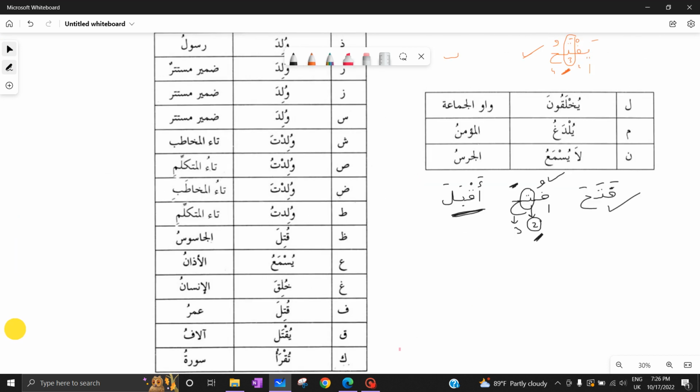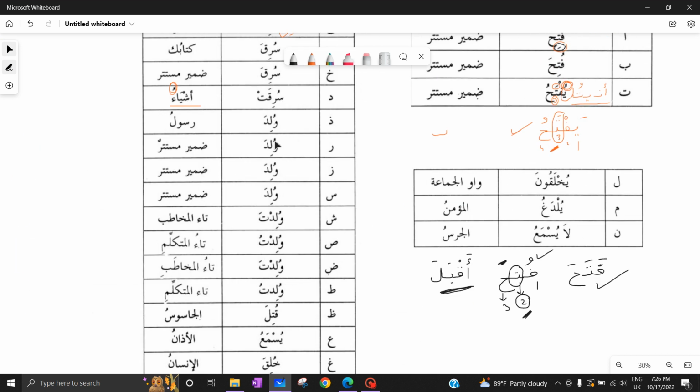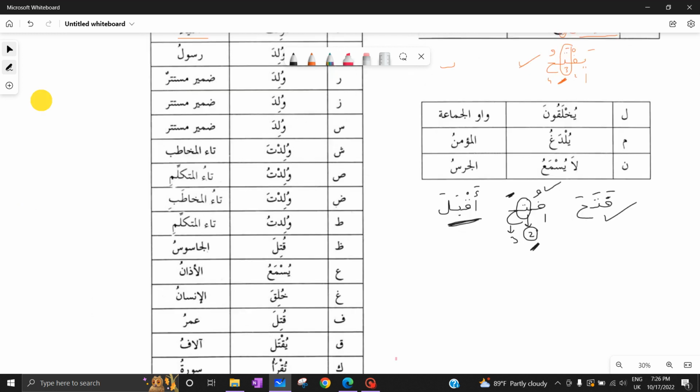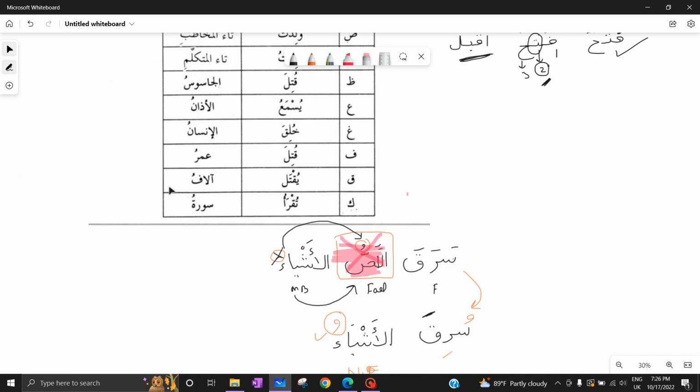Okay, this is how majhul sentences are made. So in this case, suriqat. Why has suriqat been taken? Sorry, I have not put a ta ta'nith over here. Why? Because ashya' is ghair aqil plural, and you know for ghair aqil plural we put ta ta'nith. It is considered to be feminine. That's why suriqat al-ashya'u. Okay, now you have understood.